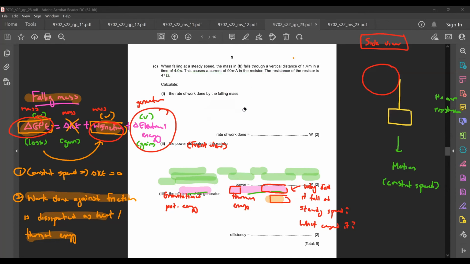Now, when falling at steady speed, the mass in B falls through a vertical distance of 1.4 meter in a time of 4 seconds. This causes a current of 90 milliamps in the resistor. The resistance of the resistor is 47 ohm. Calculate the rate of work done by the falling mass. Okay.